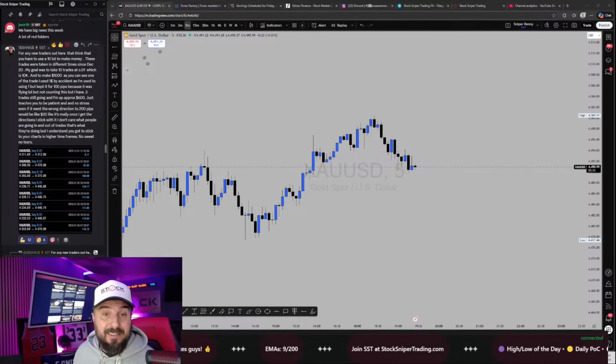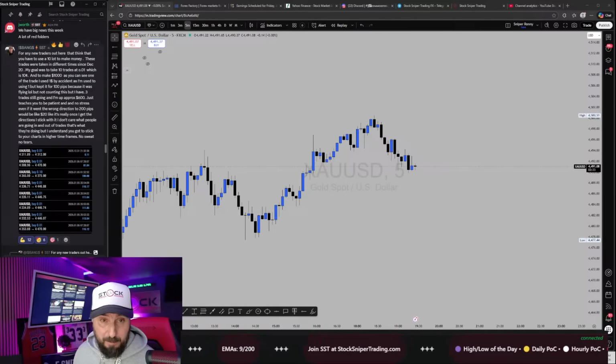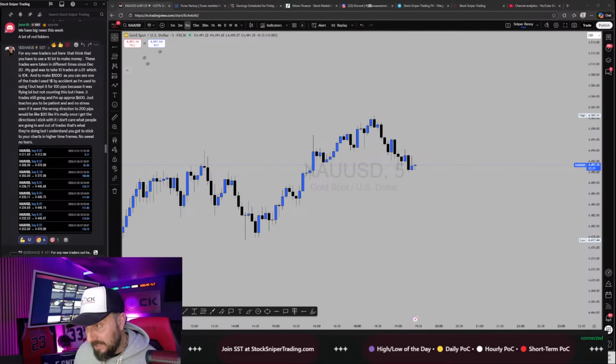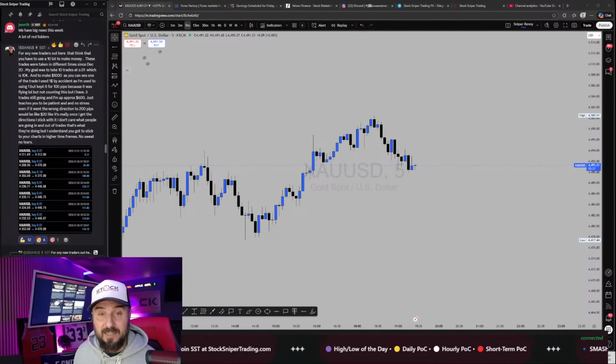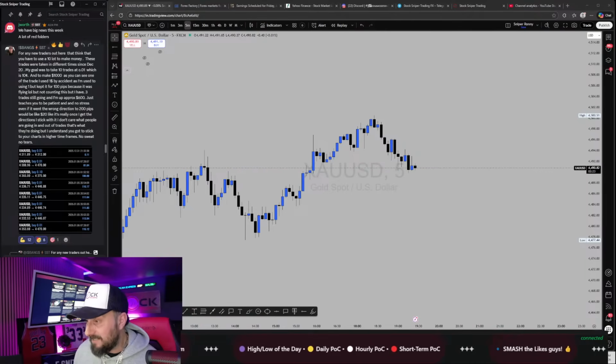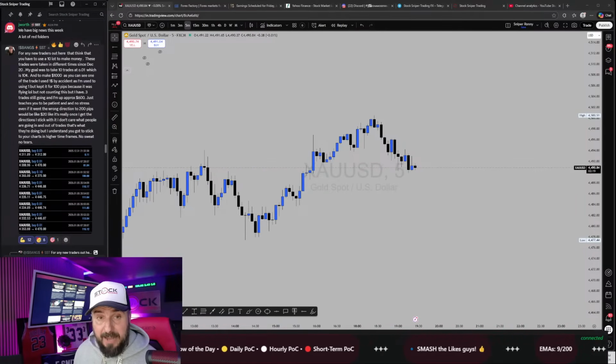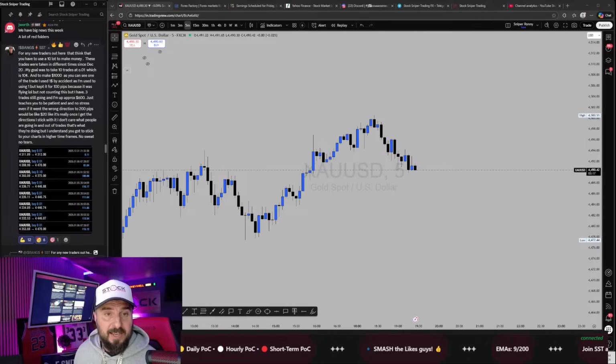These trades were taken at different times since December 20. My goal was to take 10 trades at 0.01. Those are as small as you can take. Those are micro sizing. But look at how they can add up, right? Which is 10 cents per pip, right? Not $1, not $10, 10 cents. They add up, right? Compound mathematics. And my goal was to take 10 trades with that and to make $1,000.